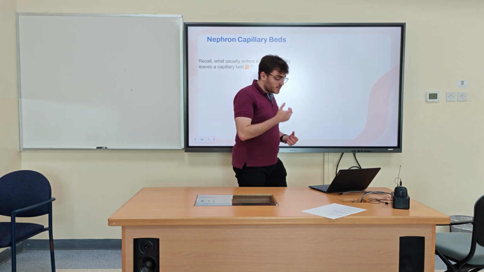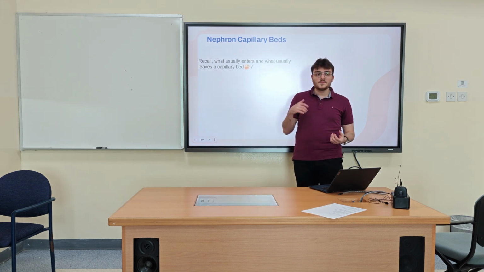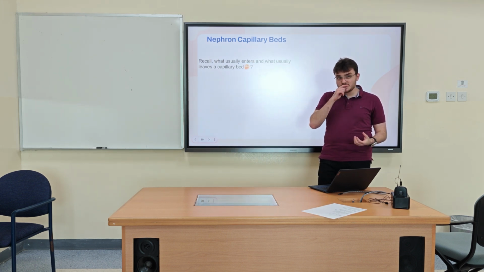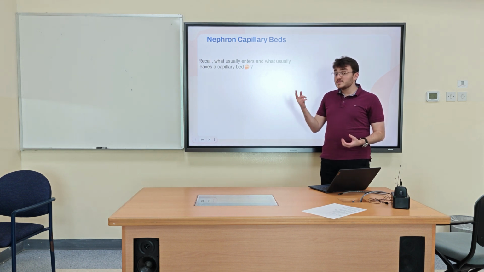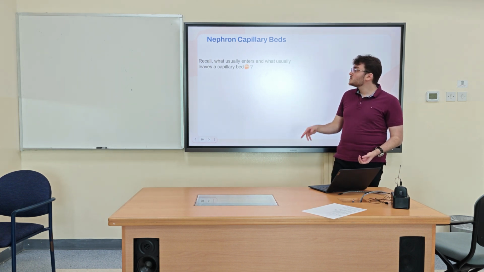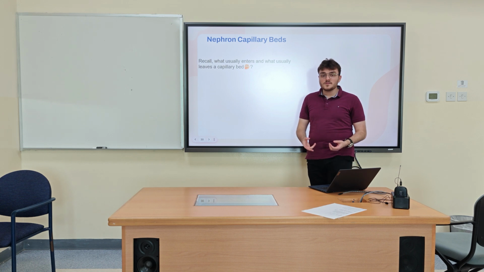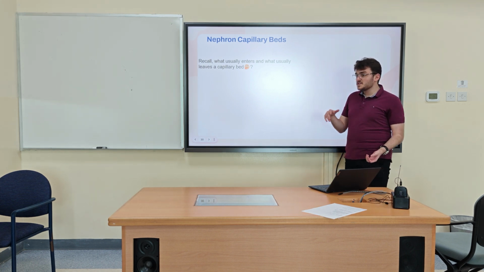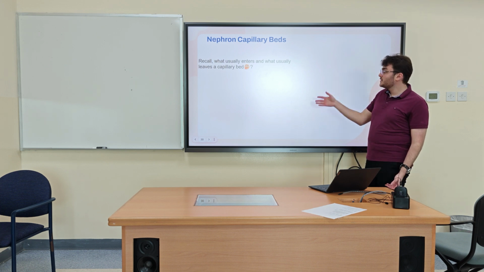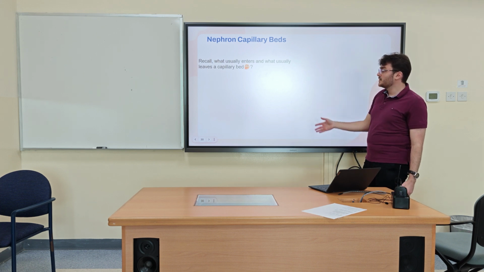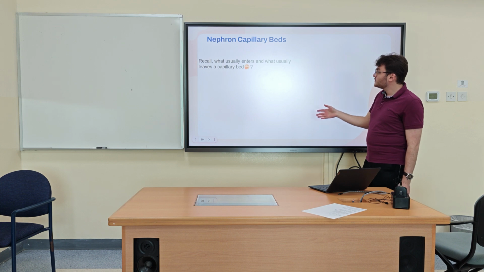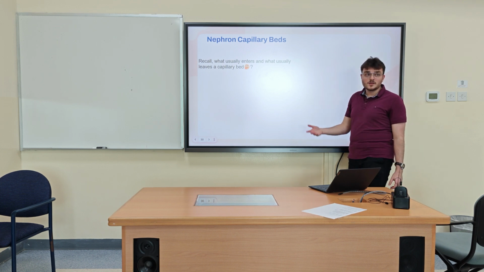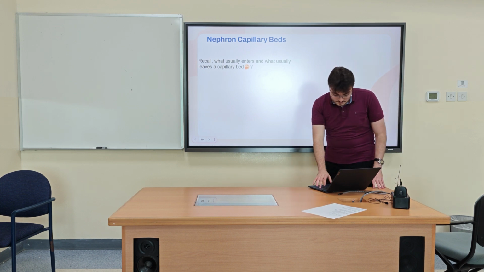Okay? But in the case of the kidneys, in the glomeruli, we have afferent and efferent arterioles. So we have 2 arterioles. And what is the significance of this? Why do we have 2 arterioles? So this is to keep high blood pressure throughout the nephron for the modifications that will occur later to the filtrate.